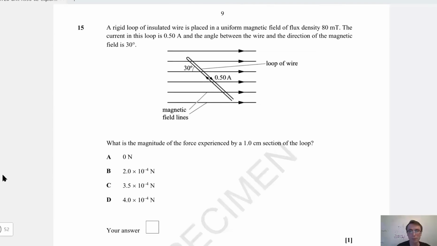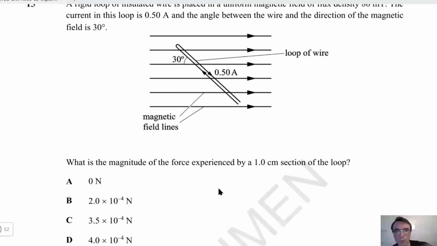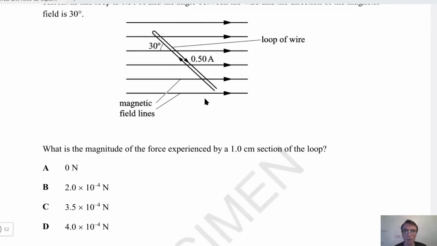A right loop of insulated wire is in a uniform magnetic flux density 18 milliteslas, and we have quite a lot of information here and quite a lot of values. What is the magnitude of the force experienced by 1 centimeter of the section of this loop? There's a trick. If we were to zoom in right over here, we're going to see that part of the wire goes this way, part of the wire goes the other way.